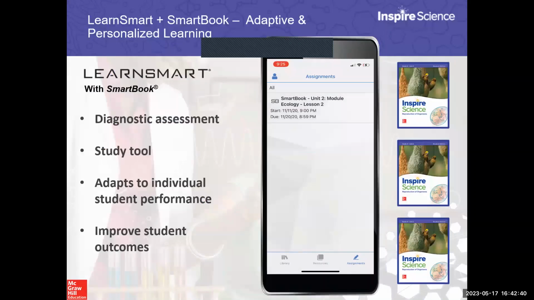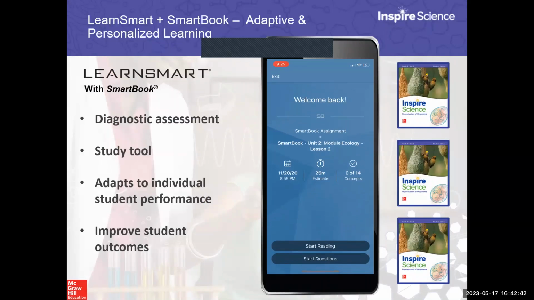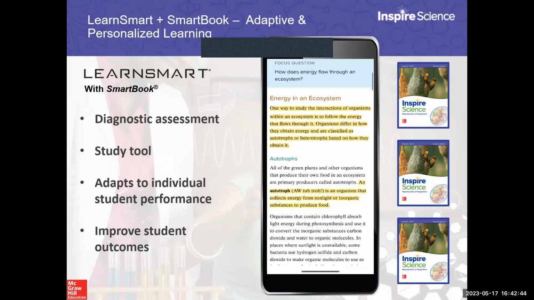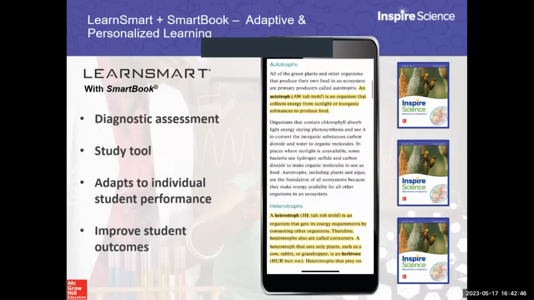And so you'll see those tools in there. And then you'll see Learn Smart and Smart Book. And I told you to hold that thought here for just a moment. So let's talk about it for just a moment.